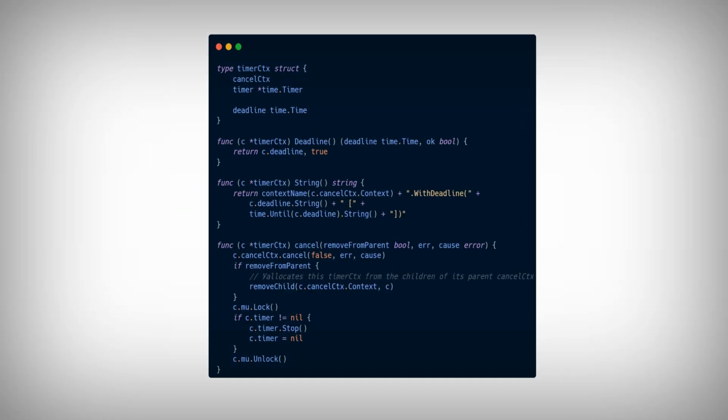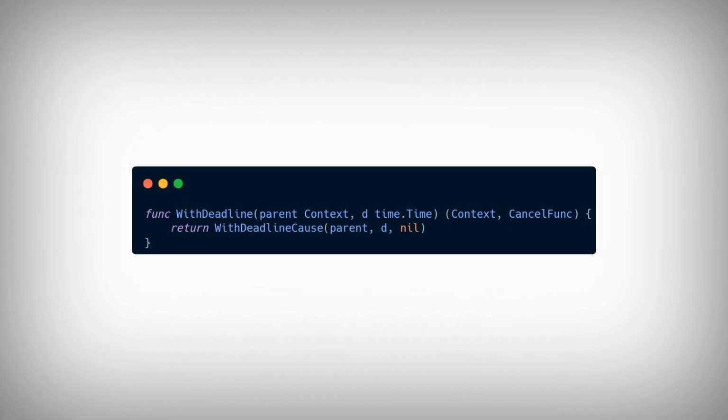Timer context is built on top of cancel context. The only difference is the addition of a timer and deadline time. With these two configurations, you can automatically cancel the context at a specific time using the WithDeadline and WithTimeout methods. To look at how our timer context is created, let's look at WithDeadline.